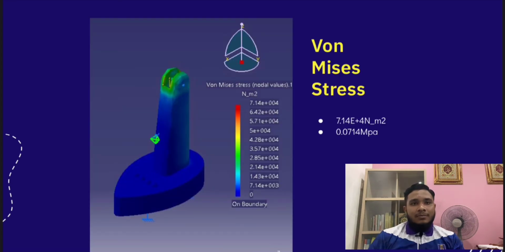And this is the result for von Mises stress after we apply the FEA. Okay, the highest value that we get from this part is 7.14 × 10^4 Newton per square meter, or 0.0714 megapascal.